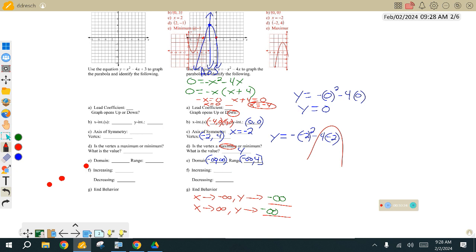And then the other thing I knew was going to happen at the very beginning here is, because it was opening down, I knew I was going to increase first. So I was going to increase first, starting at negative infinity. I just didn't know where the split was going to happen. Caden said the split happened at where? -2, the axis of symmetry. And then it proceeds to decrease on to infinity. That always comes from the domain.